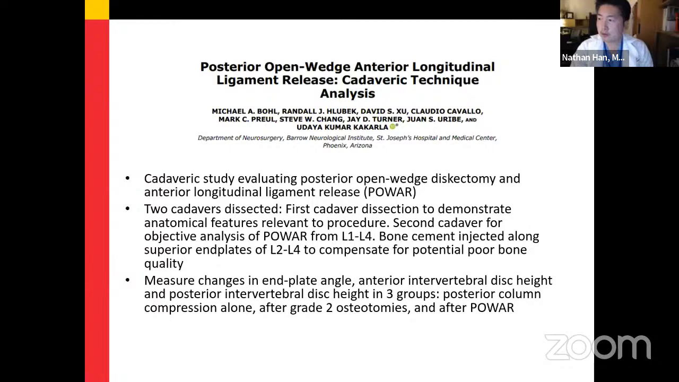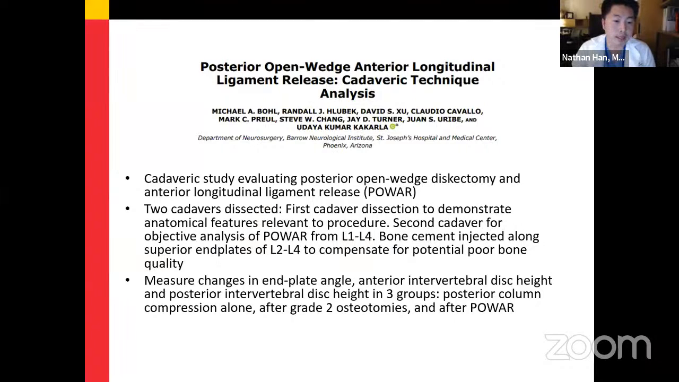The next paper that I want to discuss is a paper by Boll and associates from Barrow, who published the cadaveric study in 2018, studying this posterior open wedge discectomy and anterior longitudinal ligament release, which was similar to what we discussed earlier. They had 2 cadavers that were dissected, one to demonstrate the anatomy that was relevant to their approach, and the second one to assess the parameters of the lordotic correction from L1 to L4 with this approach.